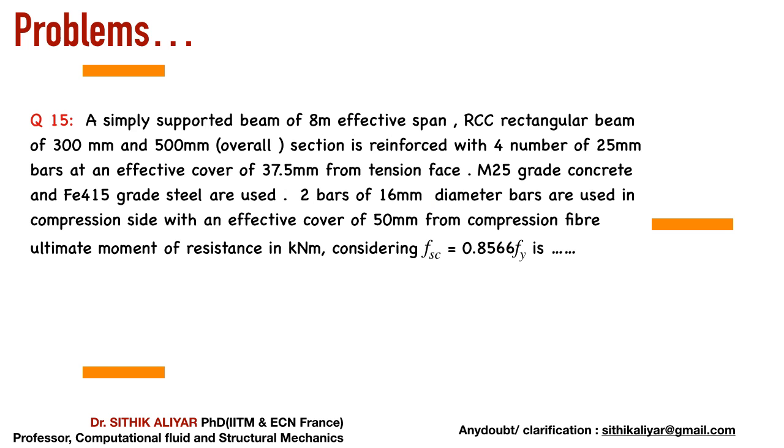Okay, so next question. You can pause and solve it yourself. Anyhow, I will explain. A simply supported RCC beam of 8 meter span, 300 mm wide, 500 mm depth. They have given 4 bars of 25 mm at an effective cover of 37.5 mm from the tension face. FCK is 25 and Fy is 415. They are also putting 2 bars of 16 mm diameter on the compression side with an effective cover of 50 mm, and they have given the Fsc value. They are asking how much moment it will take. It's a pure analysis problem. Note down everything, all the given data.